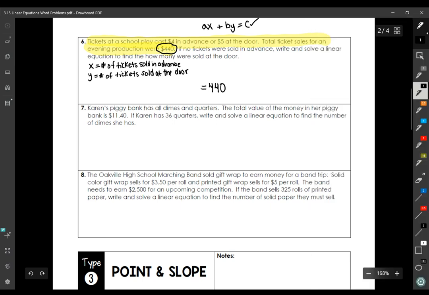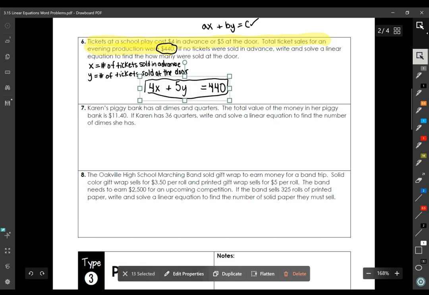So $4 times X plus, it's $5 at the door, so $5 times Y. If let's say I sold 10 tickets in advance, it would be 4 times 10, right? And if I sold 50 tickets at the door, it would be 4 times 10 plus 5 times 50, right? So this is going to be our standard form equation.